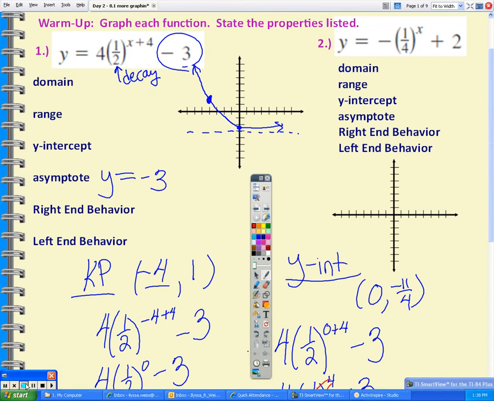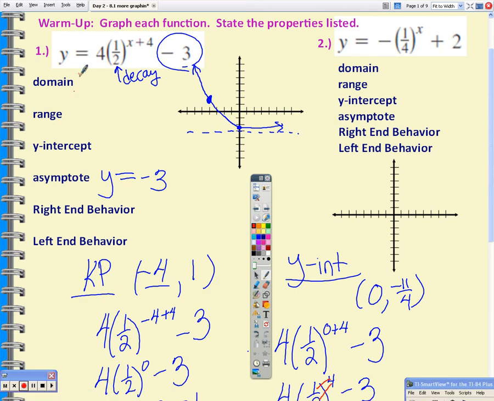Okay, now to fill in the properties. The domain is the x values. That's all real numbers. Our range, in this case, every y that's greater than -3. I found the y-intercept already.